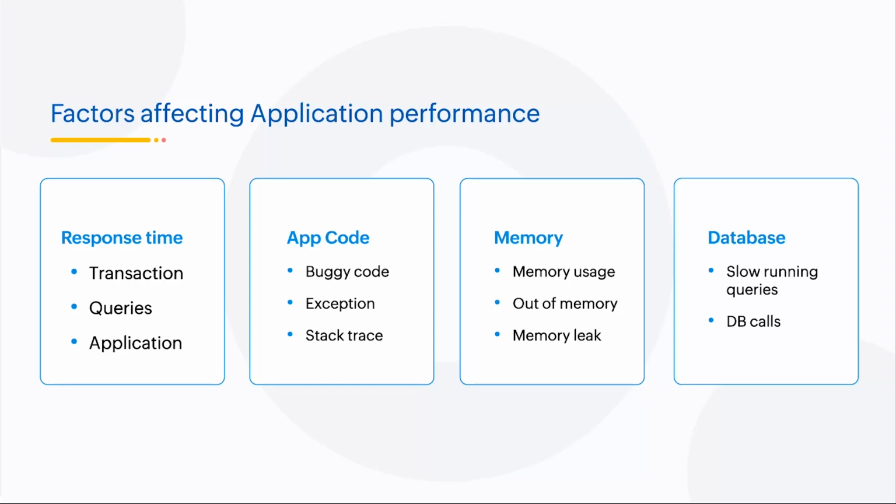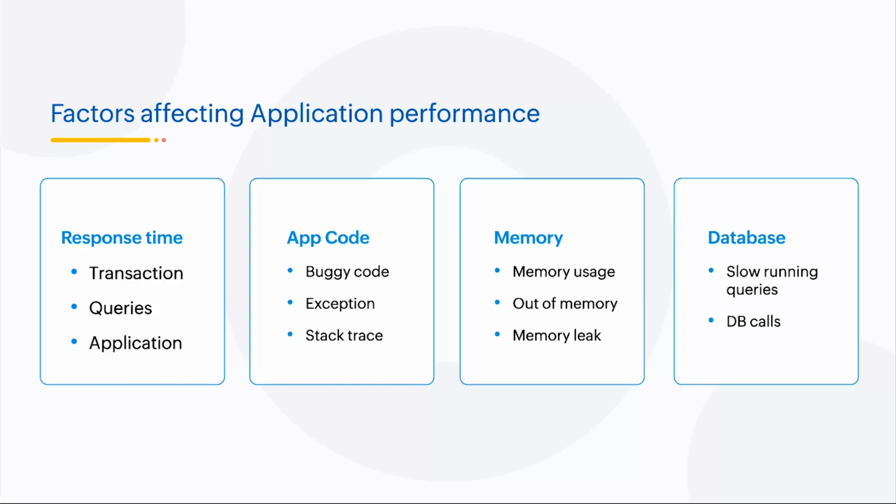Third, we have memory usage. So monitoring application memory usage is critical. So high memory consumption can lead to performance slowdowns or even application crashes. So if an application exhausts its allocated memory, it may become unresponsive. And this usually happens due to memory leaks, where the memory is not released properly and it builds up over time. So continuous monitoring helps detect and resolve these issues before they impact the end user experience.